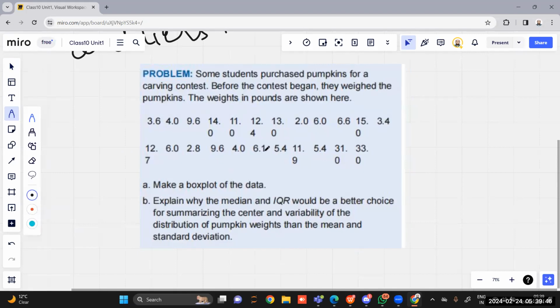Some students purchased pumpkins for a carving contest. Before the contest began, they weighed the pumpkins. The weights in pounds are shown here. Make a box plot. Explain why median and IQR would be a better choice for summarizing the center and variability of the distribution of pumpkin weight than the mean and standard deviation. We'll explain it. First, we'll make a box plot.